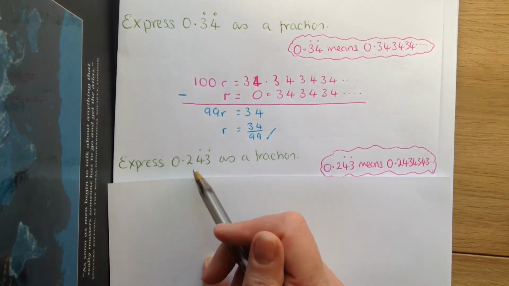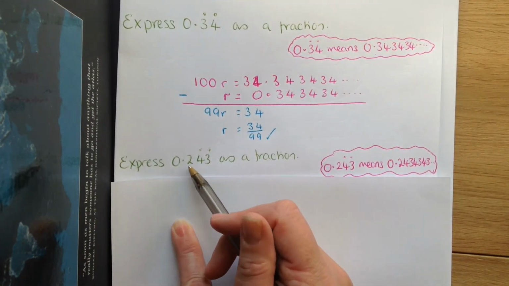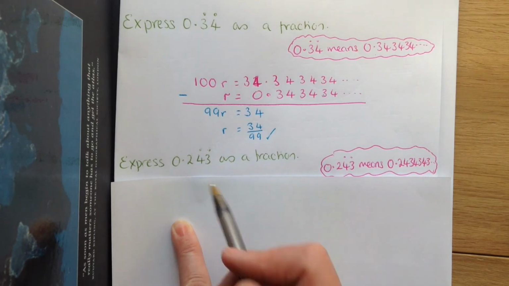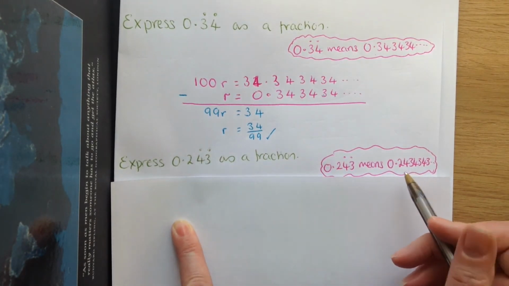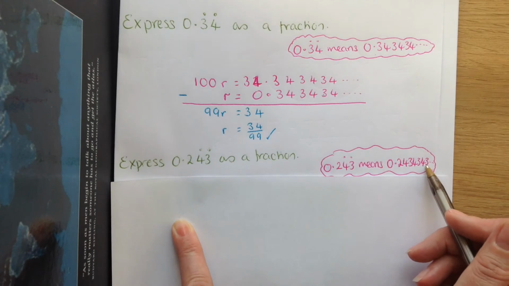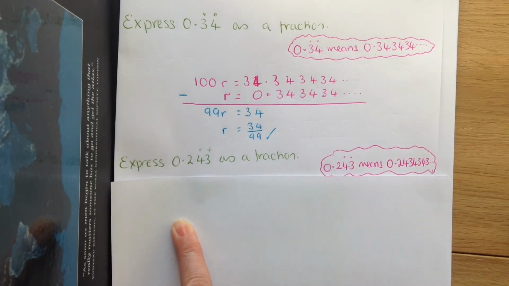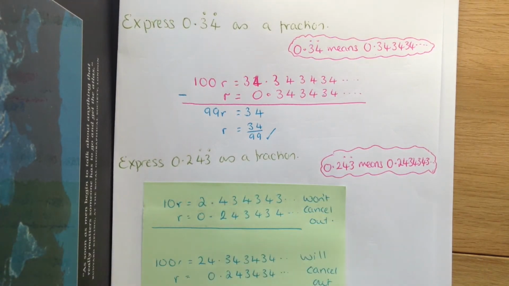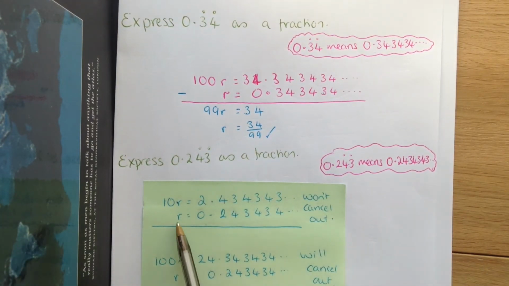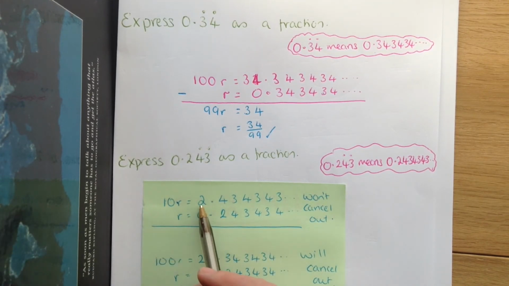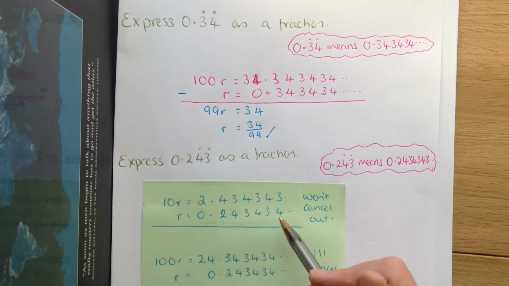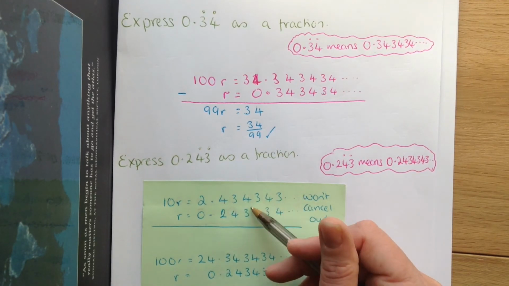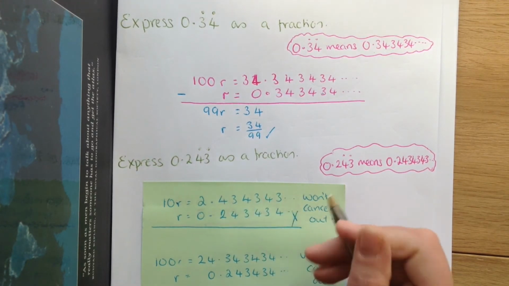So, express 0.243 recurring, and it's only the 4 and the 3 that are recurring. Only those ones are repeating, because that's where the dots are. Once again, I have to decide what I'm going to times it by. So, looking at my post-it note, here's R, the original decimal. If I times it by 10, I'll get 2.4343. And again, they won't line up, so they won't cancel, so that's no good, I don't want that.